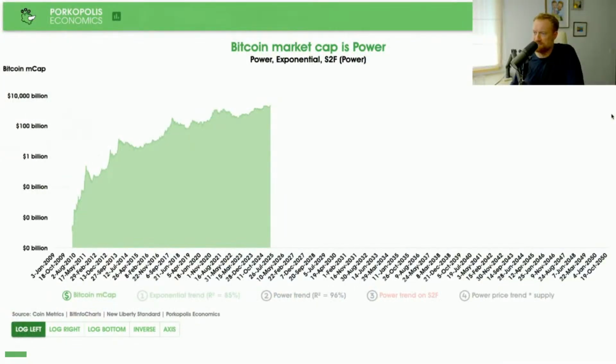Let's take a look here at this chart. Got the old power curve. Got the old market cap here. This is market cap of Bitcoin. This goes all the way out to 2050, as you can see on the axis. So we'll play around with trend lines and see what looks the best based on past performance and possible future trends.